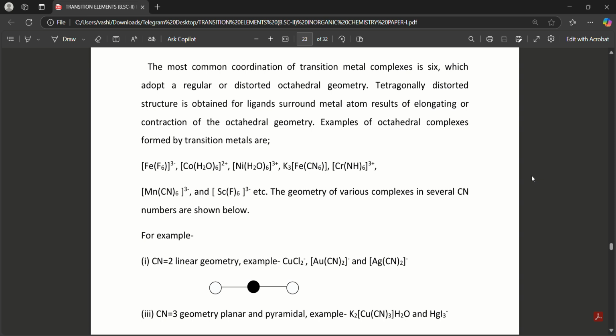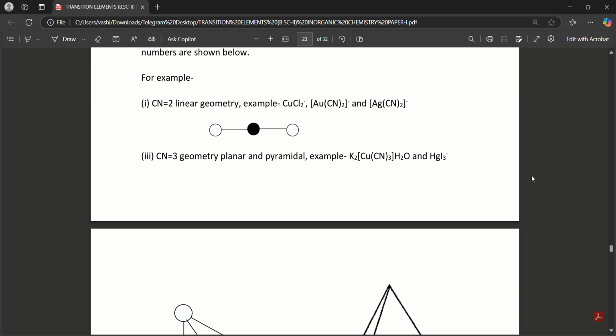The most common coordination number of transition metal complexes is 6, which adopts a regular or distorted octahedral geometry. A distorted structure is obtained for the ligands around the metal atom as a result of elongation or contraction of the octahedral geometry. Examples of octahedral complexes formed by transition metals are [FeF6]3-, [Co(H2O)6]2+, [Mn(CN)6]3-, and [ScF6]3-, etc. The geometry of various complexes at several coordination numbers is shown below.